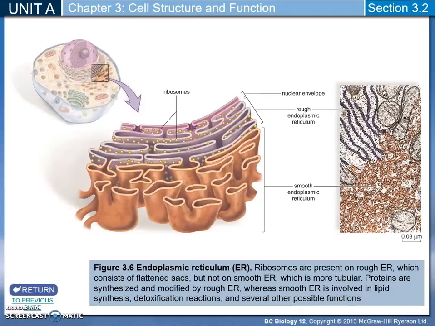So here's a diagram of that. You can see the endoplasmic reticulum, basically an extension of the nuclear envelope. Adjacent to that, you find the rough endoplasmic reticulum with the ribosomes, and then as you go out further, you note the absence of the ribosomes, where you have the smooth endoplasmic reticulum.